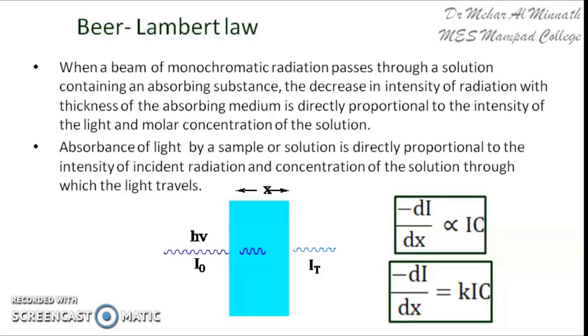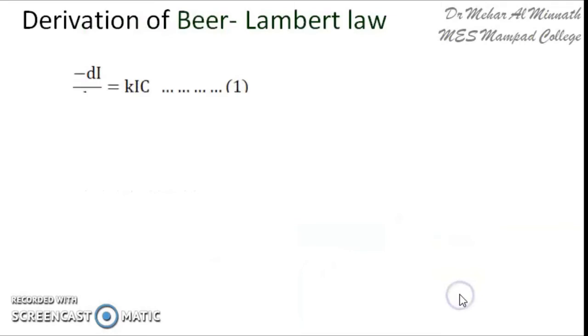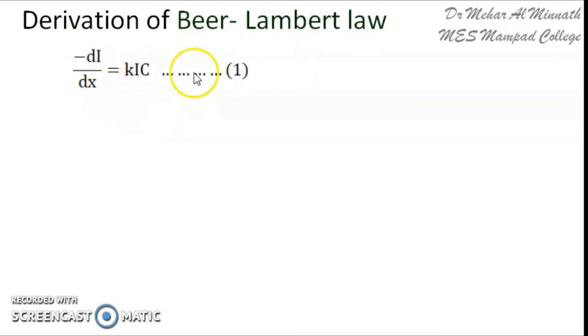Now let us take up the mathematical expression for the Beer-Lambert law. We'll start the derivation of the mathematical expression of the Beer-Lambert law using this equation: minus dI by dx is equal to KIC. Let us put that as equation number 1: minus dI by dx is equal to KIC.